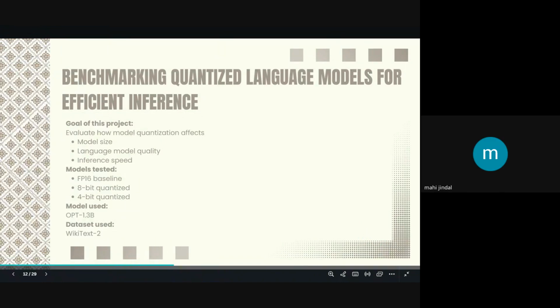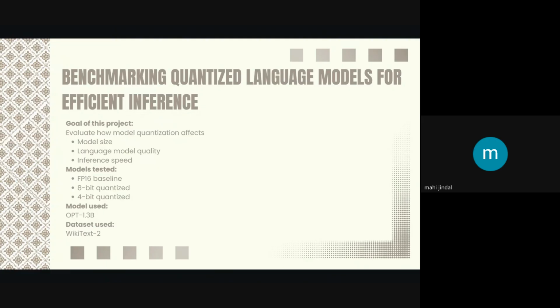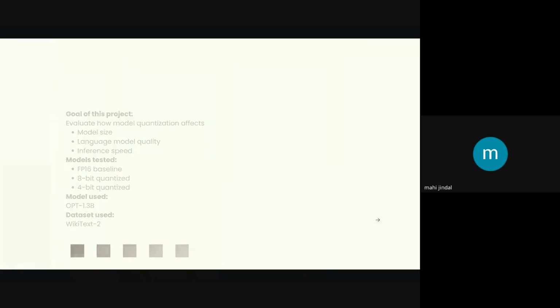Hello, good morning, everyone. My name is Mahi. Let's talk about benchmarking quantized language models for efficient inference. The core goal of this project is to evaluate how model quantization affects three key aspects: model size, language model quality, and inference speed. To do this, we tested three configurations: FP16 baseline, 8-bit quantized, and 4-bit quantized. The model we worked with is OPT 1.3B, and we evaluated it on the Wikitext 2 dataset. Let's dive into the next slide.